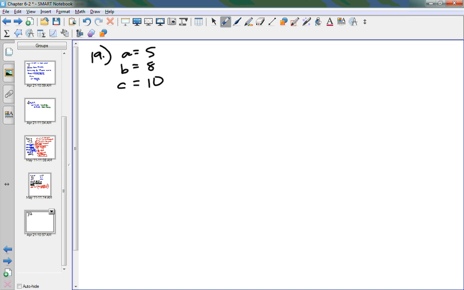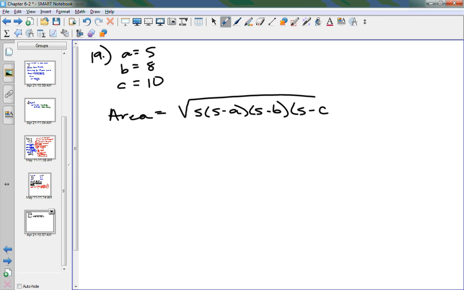According to the formula, given a triangle with sides of length A, B, and C, the area of the triangle is given by: area is equal to the square root of S times S minus A, S minus B, S minus C. That's the area. They're all S.